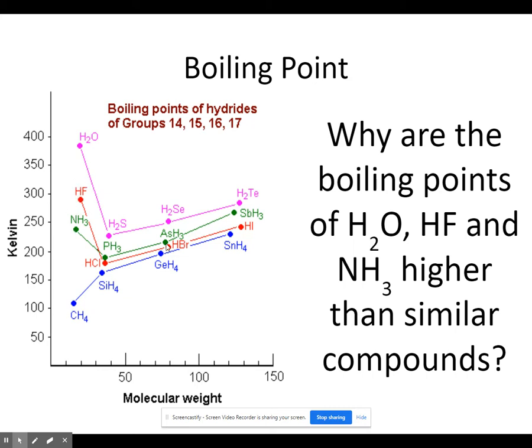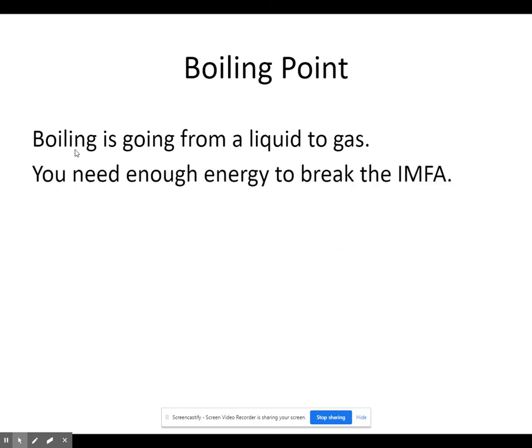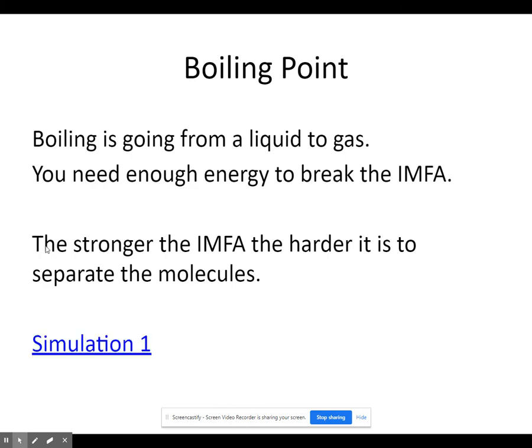So why is this? Well, you have to think about the force of attraction and the hydrogen bonding that's occurring in water, hydrogen fluoride, and ammonia. Remember, boiling is going from a liquid to a gas, and you need enough energy to break that intermolecular force of attraction, that attraction that holds the molecules together. The stronger the intermolecular force of attraction, the harder it is to separate those molecules. So you guys will see this in some simulations that you'll be using in this assignment, but here's an example of the first simulation that you guys will be using.